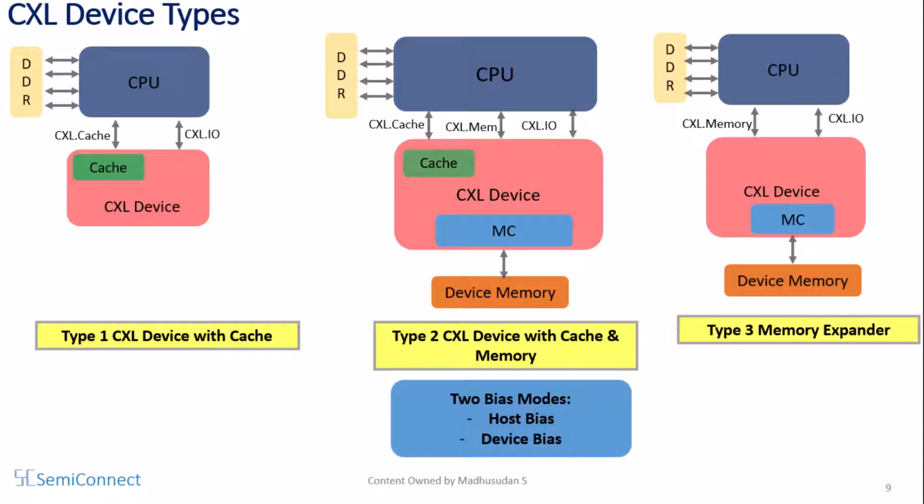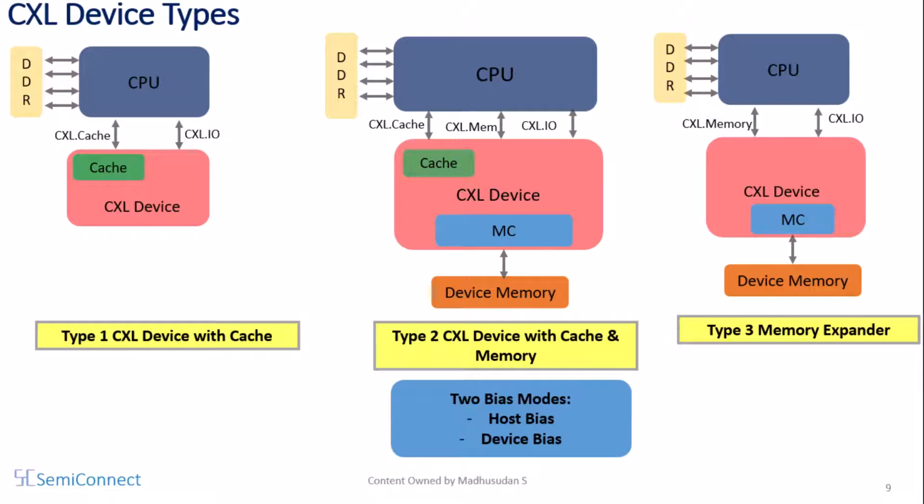And for the type 1 device, CXL.Cache is to be implemented because these are the kind of devices that cache the main memory addresses or the host addresses. So such kinds of devices will implement CXL.Cache.